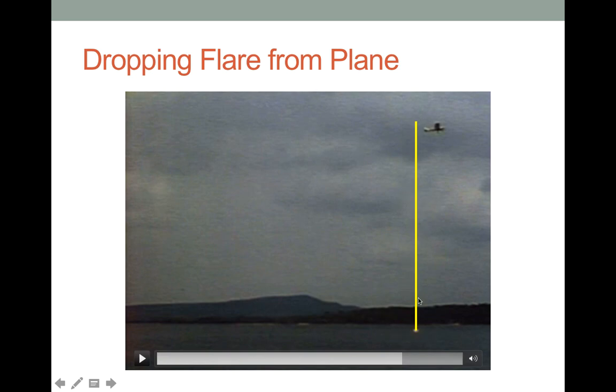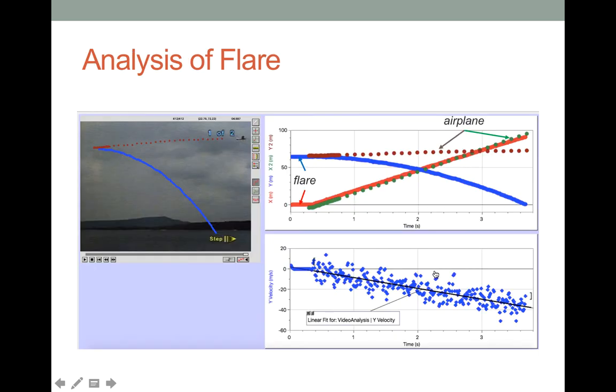And because the flare is always directly underneath the airplane, the flare must be moving horizontally at more or less the same speed as the airplane. And therefore, it must be moving at a constant velocity, just like the airplane. So the horizontal motion is constant velocity, and the vertical motion is constant acceleration. Both observers do have to agree on that.